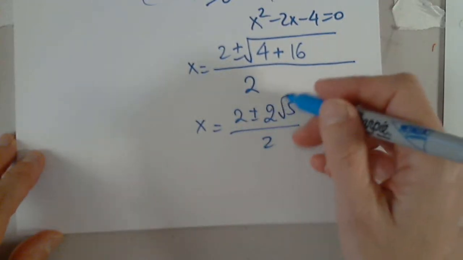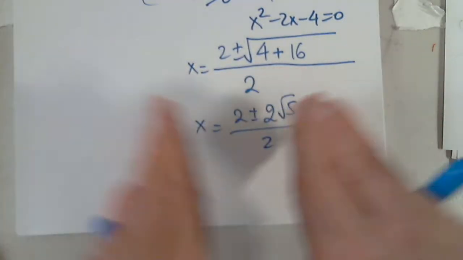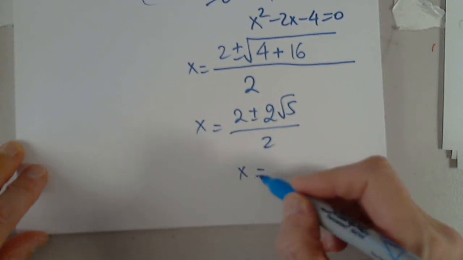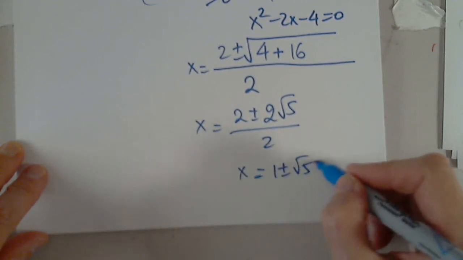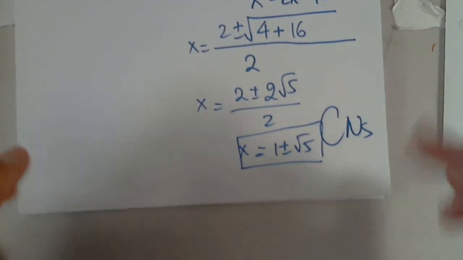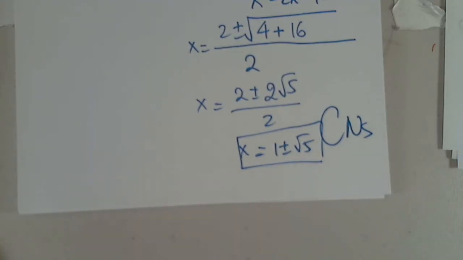I have to simplify. 2 plus or minus, since it's 20, 2 times the square root of 5, divided by 2. You cannot try to simplify this. Please don't do that. You either separate the fractions or you factor. So the simplified form will be 1 plus or minus the square root of 5. These are the critical numbers of the function, and they come from f prime being 0.